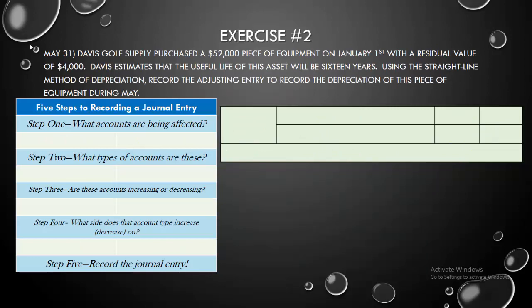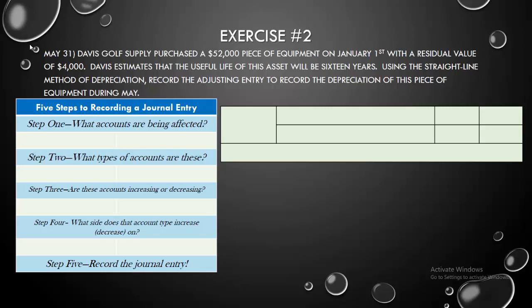In our second adjusting entry, we have equipment. Specifically, Davis Golf Supply has $52,000 worth of equipment that they purchased on January 1st. The company believes the residual or salvage value of this equipment is going to be $4,000. So that's how much money they're going to be able to get at the end of this particular asset's useful life. Speaking of its useful life, they estimate that it's going to be 16 years. So Davis bought this, is going to use it for 16 years, and when 16 years pass, they're going to be able to sell it for $4,000.